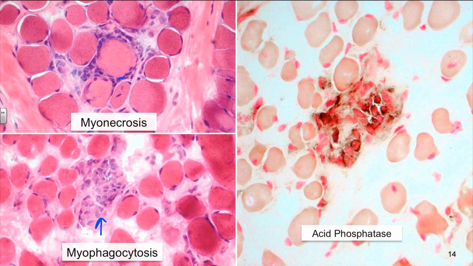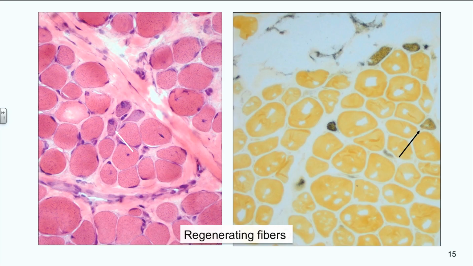The necrotic fiber is secondarily surrounded by the macrophages. The myophagocytosis happens, and this is very neatly seen in acid phosphatase. Again, the degree of degeneration in the muscle biopsy will give us an idea about the intensity and how fast the disease is progressing.